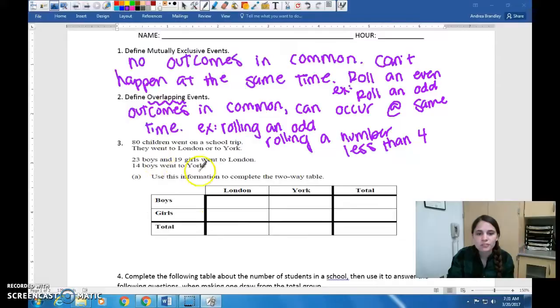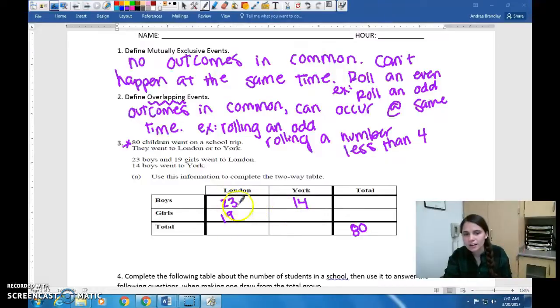First we need to fill out this frequency table. We start with 80 children went on a school trip, so our total number of children, which ends up right here, is 80. Then 23 boys went to London, and 19 girls went to London, and then 14 boys went to York. Now it wants us to use this information to complete the two-way table. You kind of have to just look through and see what you have enough information to figure out.